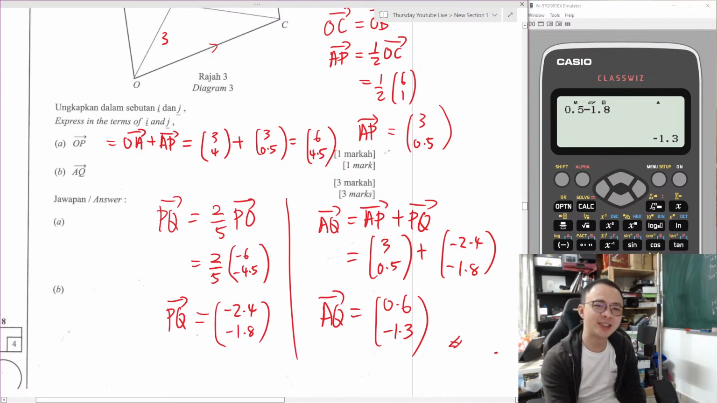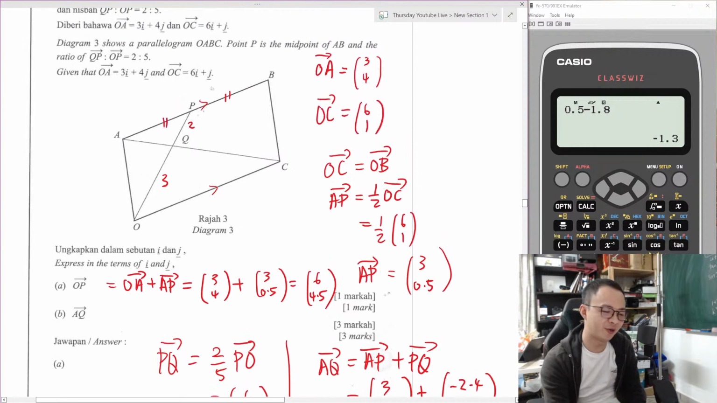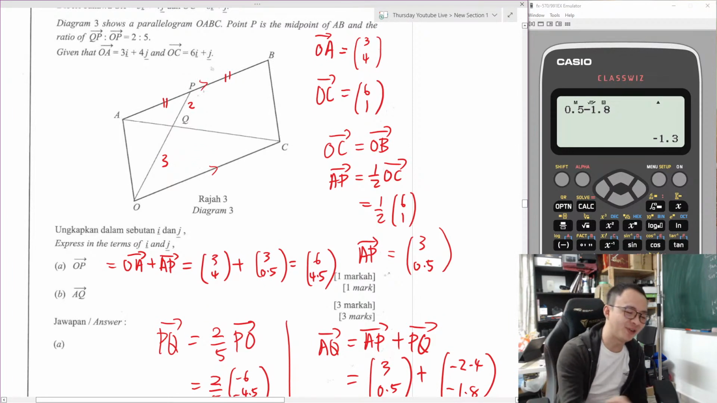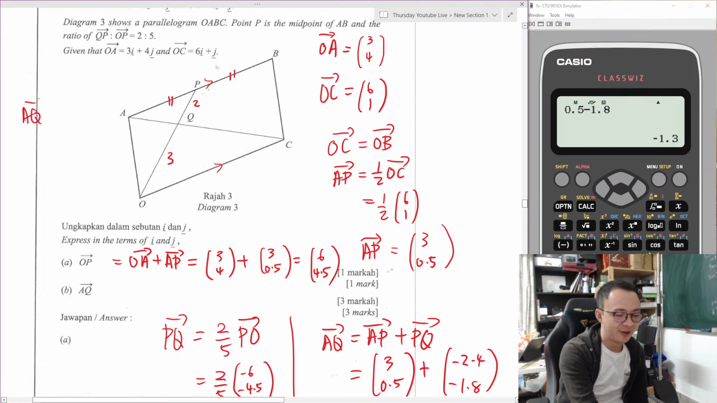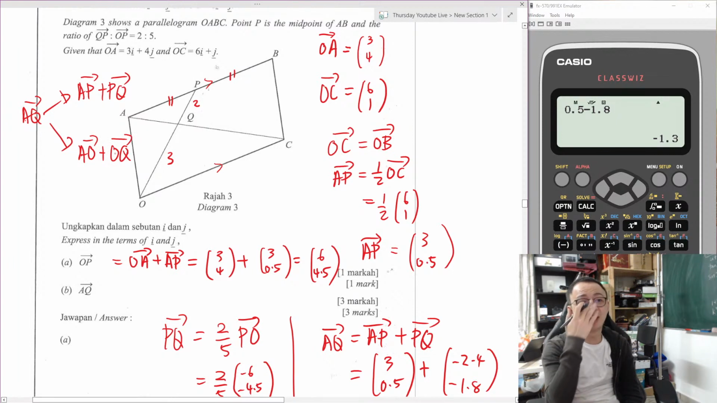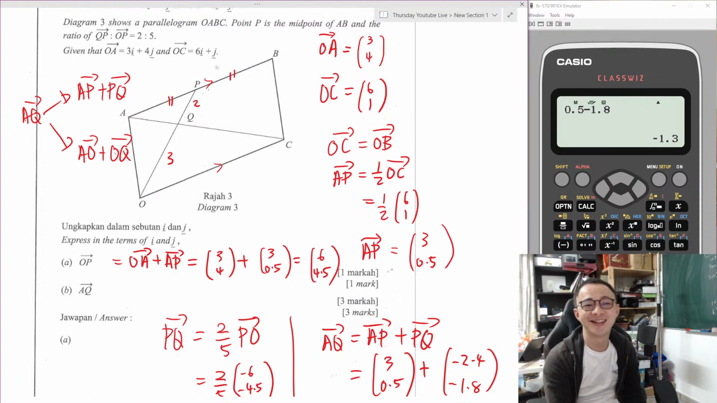AQ plus 3/5 of OP. Yeah, you can do that as well. You can do AQ plus 3 over 5. There are two paths you can go now, right? You want to find AQ. The first path you can choose is AP plus PQ, or you can do something like AO plus OQ. Both paths are correct also. You definitely get the same result as mine. If you don't get the same result, something is wrong.